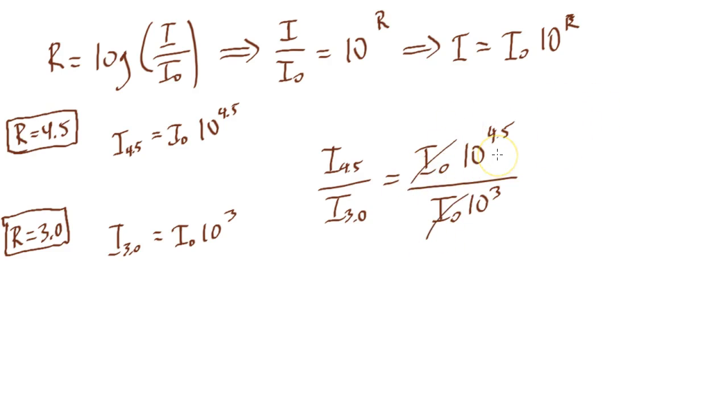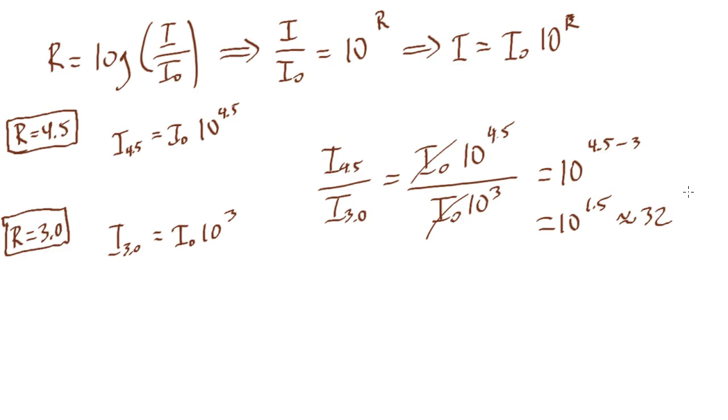And as we can see, I sub O cancels. So that constant didn't even make a difference. And from here, we can just solve using exponent properties. We know that we subtract exponents when we have the same base and we're dividing. And that gives us 10 to the 1.5 power. The ratio ends up being that much bigger. This ends up being approximately 32. So it's 32 times bigger.